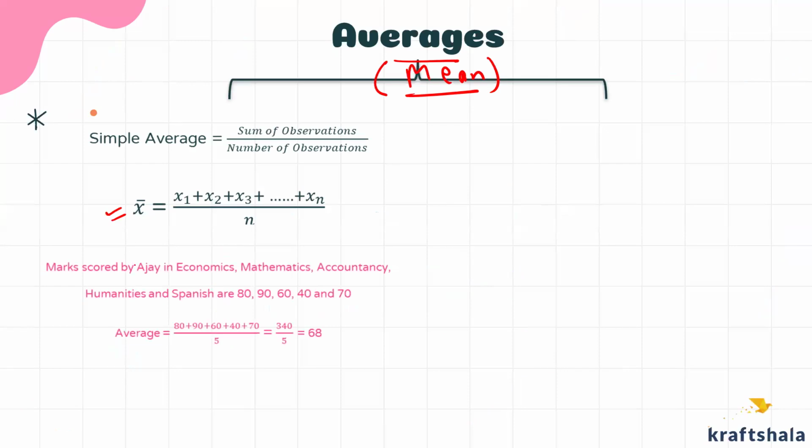For example, marks scored by Ajay in 5 subjects are mentioned as 80, 90, 60, 40, and 70. We have to find the average. Sum of observations upon number of observations. We will simply add all 5 of them and divide by 5. We'll get the average. A very basic example. Now, in average, there can be certain attributes connected to them as well, which we generally call weighted average.